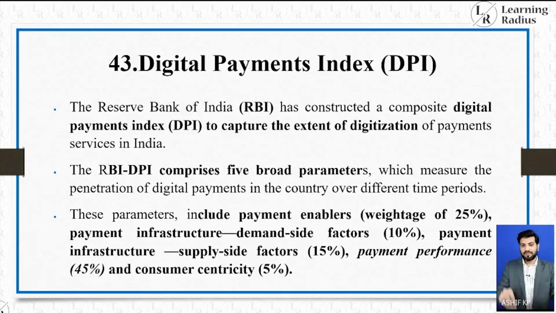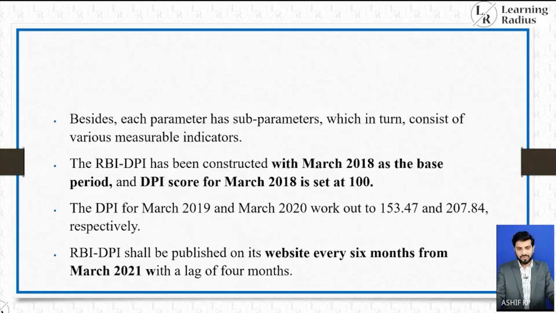So that's about RBI DPI, that is RBI and composite digital payment index. RBI means Reserve Bank of India, and digital payment index comprises five broad parameters which measure the penetration of digital payment in the country over different time periods. And these five parameters include payment enablers, weightage of 25%, payment infrastructure demand side factors, that is 10% weightage, payment infrastructure supply side factors 15%, and payment performance 45%, and consumer centricity 5%.